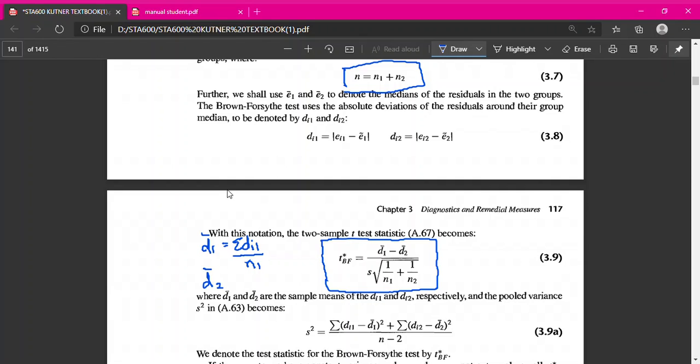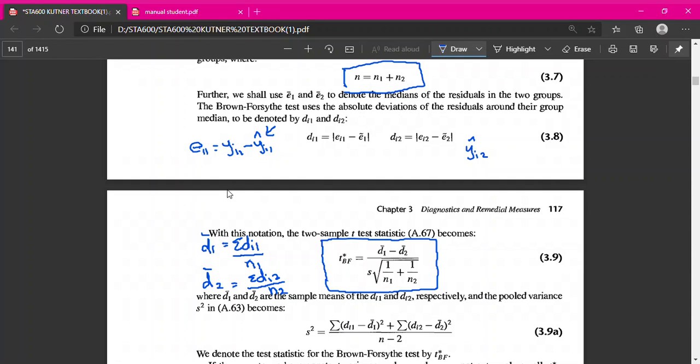Okay, D2 bar pula adalah summation of DI2, total of the absolute deviation of the observations from the second group, total of that divided dengan N2. Untuk dapatkan D1 bar dan D2 bar, before that, you kena cari dulu residual for each observation for both groups. Untuk cari EI1, it is YI minus YI hat untuk first group. So, kena cari dulu regression line for first group dan juga regression line for the second group untuk dapatkan nilai residual.